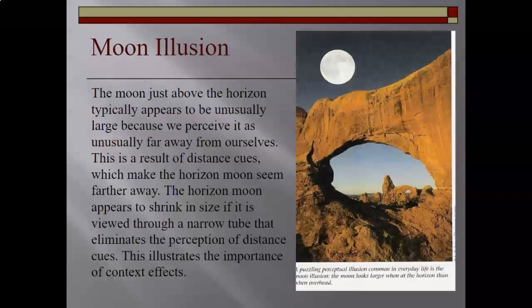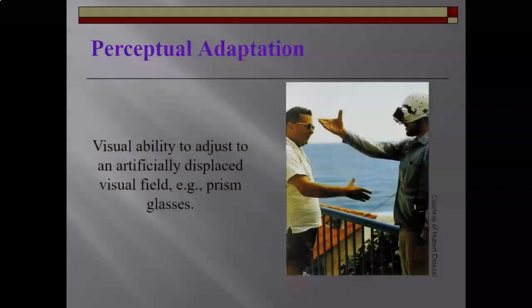Okay. Let's talk about the moon illusion. The moon just above the horizon typically appears to be unusually large because we perceive it as unusually far away from ourselves. This is a result of distance cues, which make the horizon moon seem farther away. The horizon moon appears to shrink in size if it is viewed through a narrow tube that eliminates the perception of distance cues. This illustrates the importance of context effects.